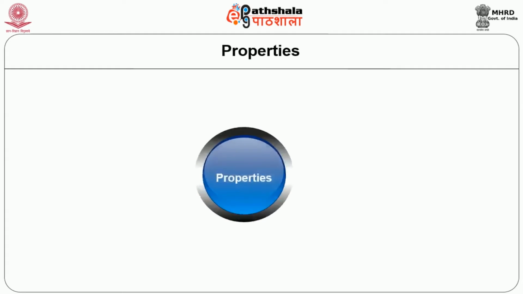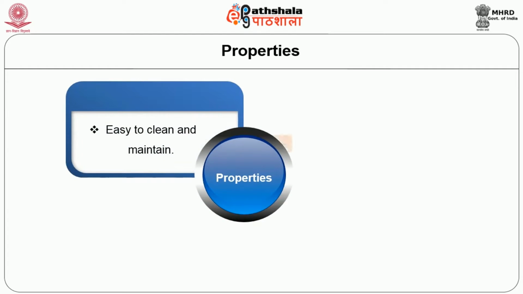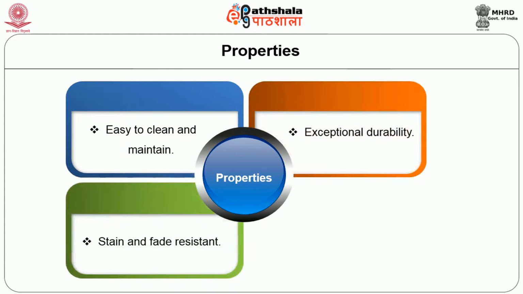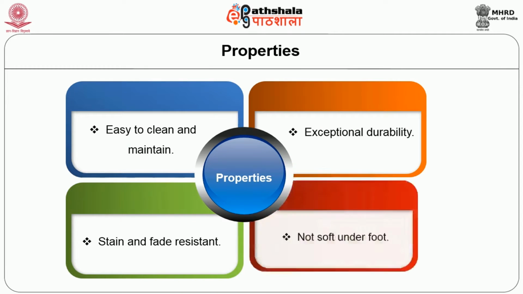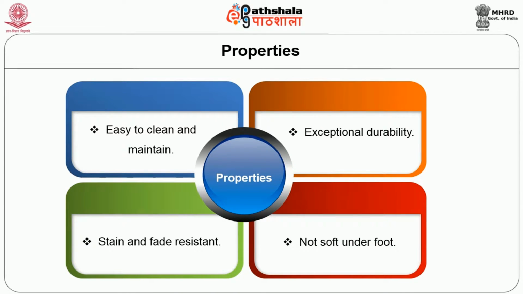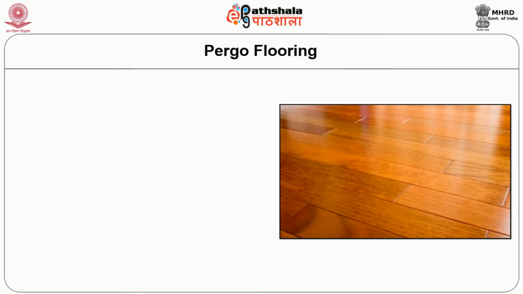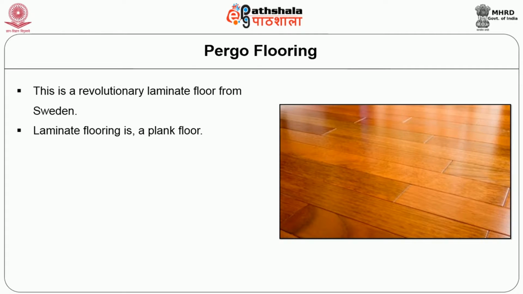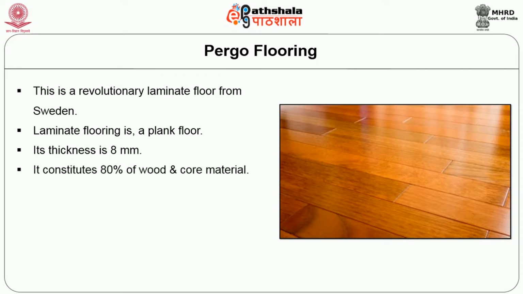The properties include easy to clean and maintain, exceptional durability, stain and fade resistant, and they are not soft underfoot. Then under this category we also have Pergo flooring. This is a revolutionary laminate floor which comes from Sweden. Laminate flooring is a plank floor, and its thickness is about 8 millimeters, and it constitutes around 80% of the wood and core material.